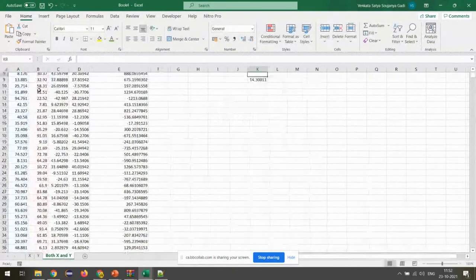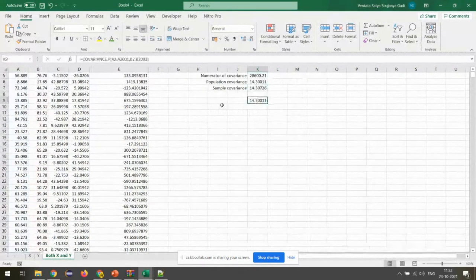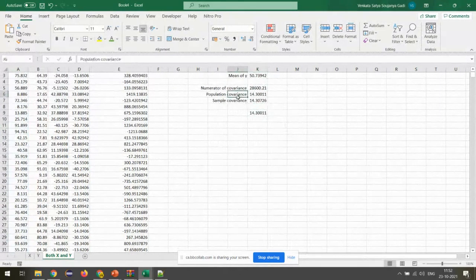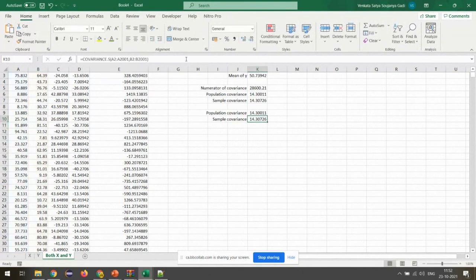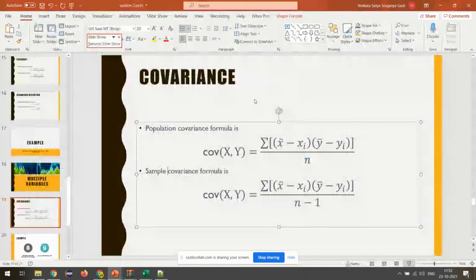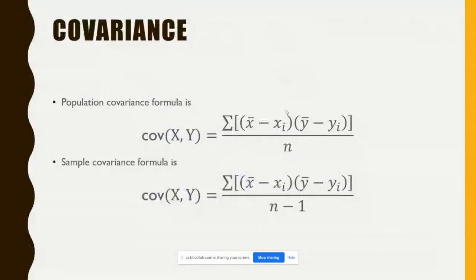Okay. It is the same as what we calculated, you see. Because we are working on the raw data, the answer from Excel and our answer should match, because we are using the same data and the same calculations. And the covariance of the sample is the same, divided by 1 less than the whole. So this is from the Excel formula, and this is from our calculations. So that's how we calculate the covariance.